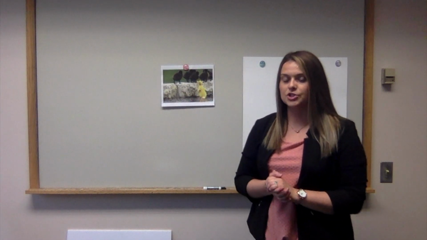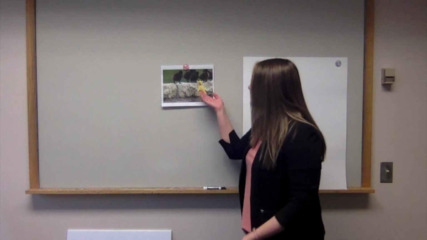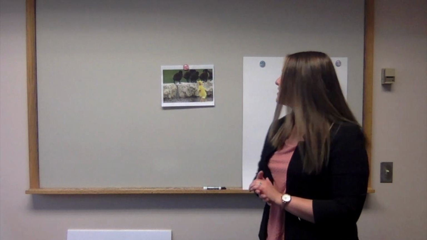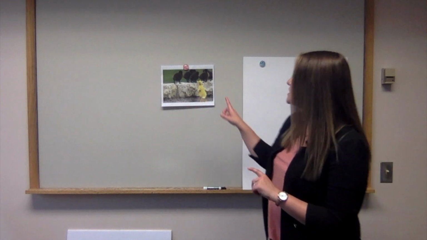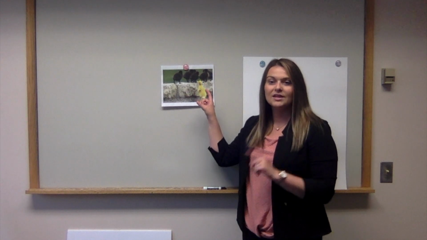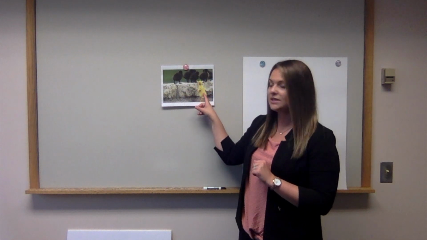Okay, what do you see in our picture? You see animals. What kind of animals are those? They're ducks. They're little baby ducklings. Aren't they so cute? So we have ducks. What about our ducks? Are they the same? No, they're not the same. They're different. What's different about our ducks? Very good. We have some black ducks up here, and then we have a yellow duck down here.